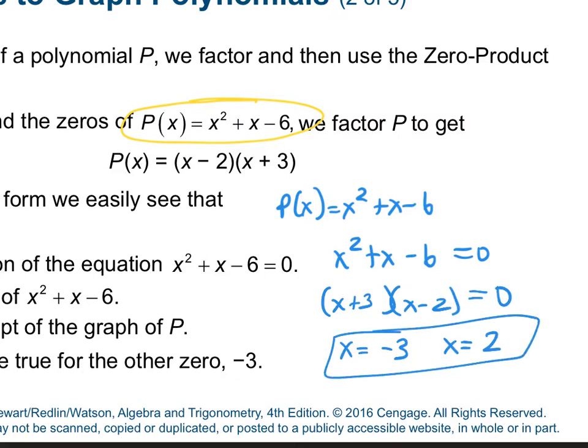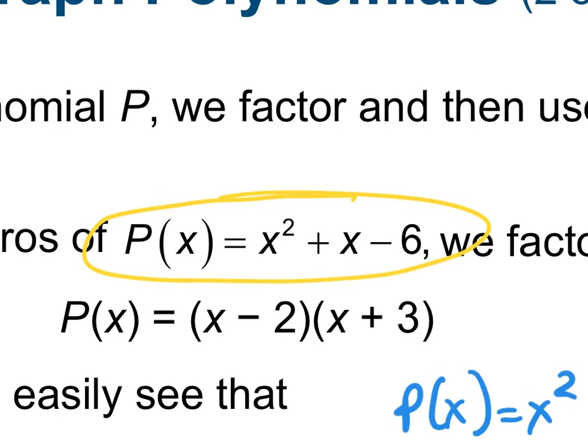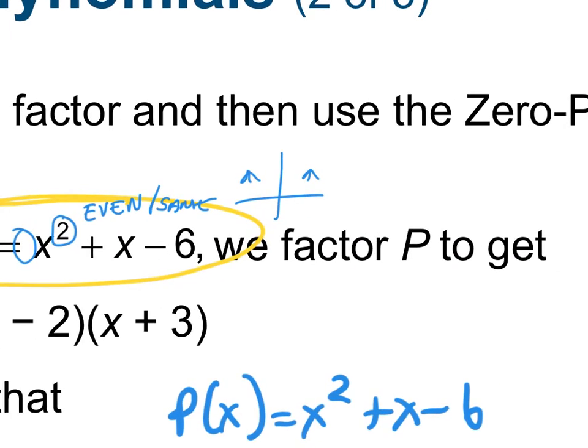Now think about the end behavior of this graph. What's the highest exponent you see? 2. What kind of a number is 2? Even. When I think even, what do I think about the arrows? They're both the same. And then I look in the front. Is that a positive X squared or negative X squared? Positive. That means both of the arrows are going in which direction? Up. So you would tell me that it's rising on the left and rising on the right.